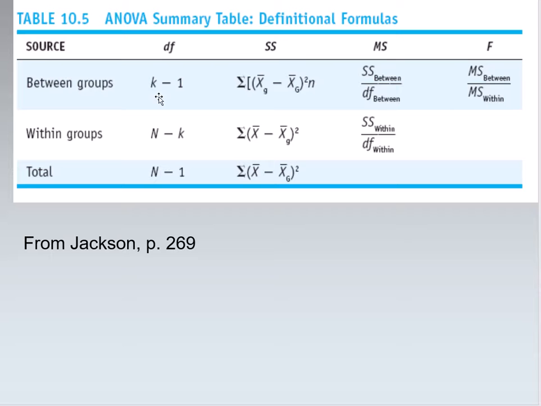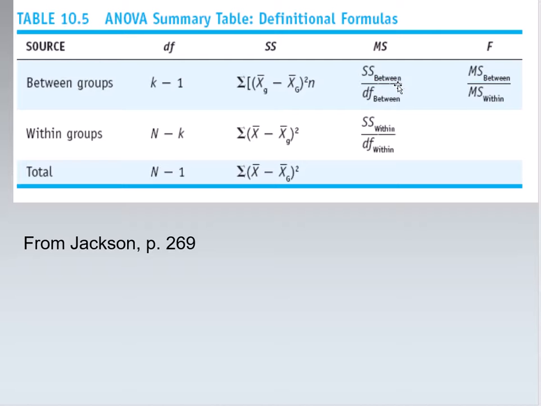We have our degrees of freedom. Remember, K stands for the number of categories. So in our case, we have 3 categories. 3 minus 1 is going to be 2. Large N stands for how many people we have. We had 3 groups of 8. 3 times 8 is 24. That's going to then be 24 minus our number of categories, which is 3. So it'll be 21. 24 minus 1 for our total will be 23.